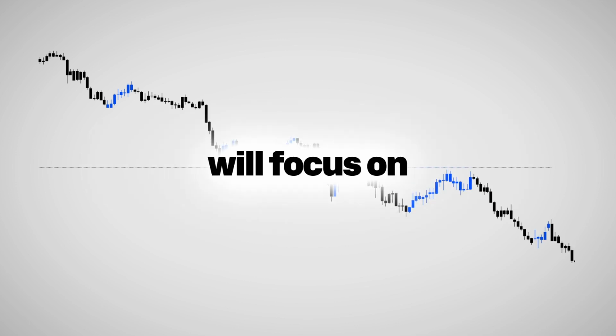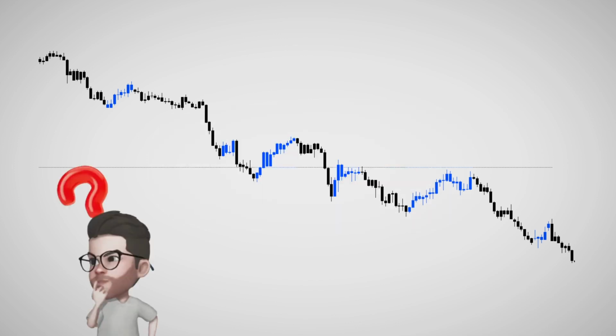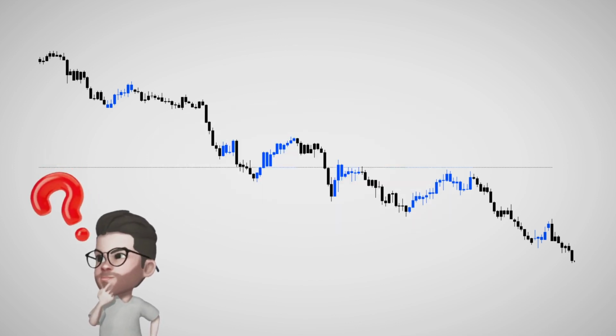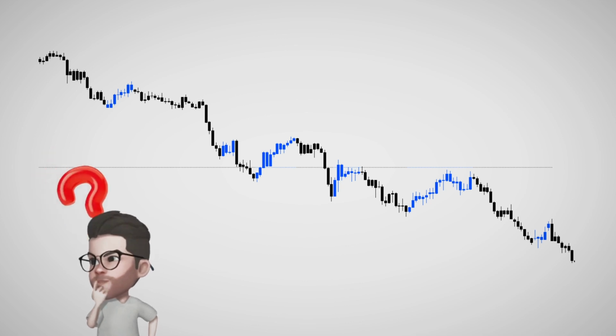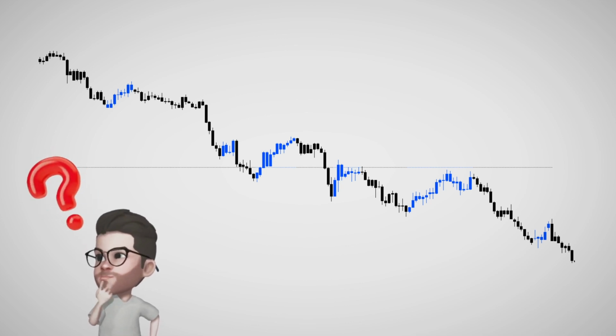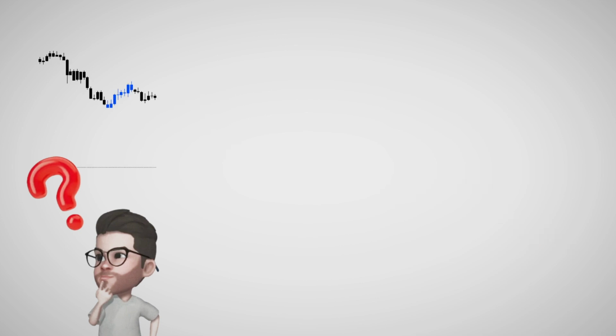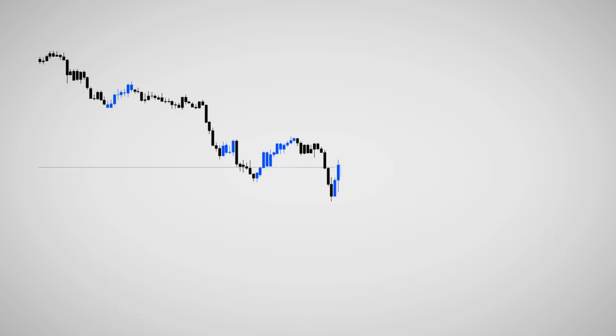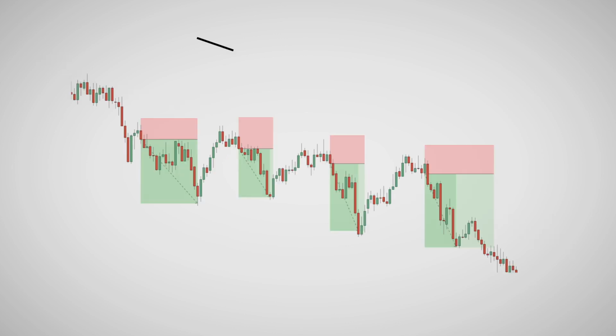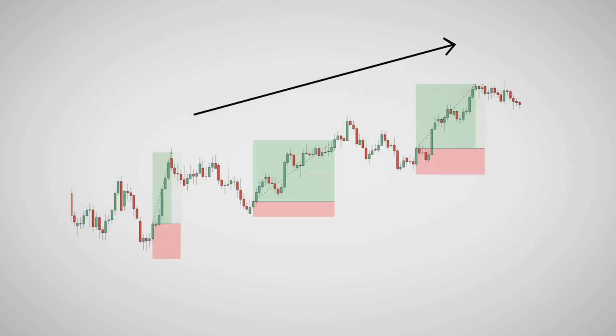Today's lesson will focus on identifying pullbacks. Many of you have been inquiring about how to determine when a pullback has finished in order to enter continuation trades. The fundamental idea of trading with the trend is to enter trades when the market begins to move consistently in a certain direction. When the market is going down, it is best to take sales, and when the market is going up, it is best to take buyers.